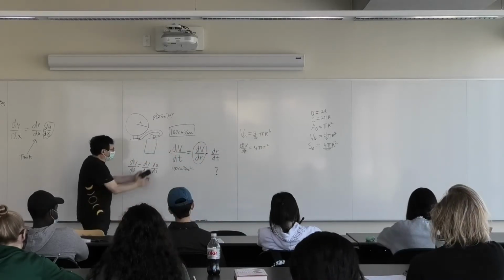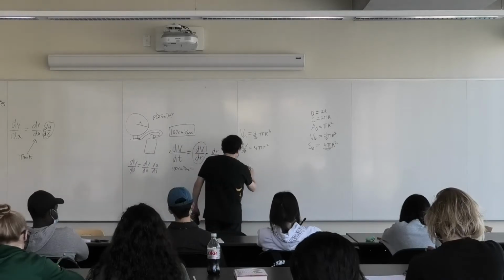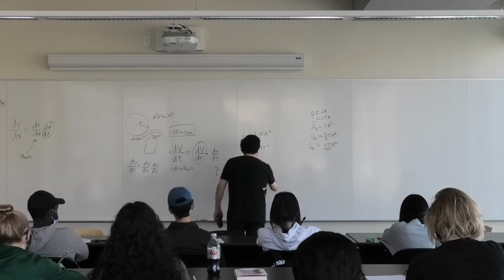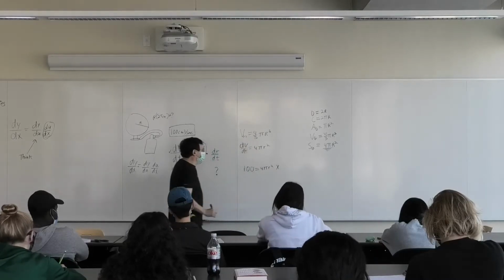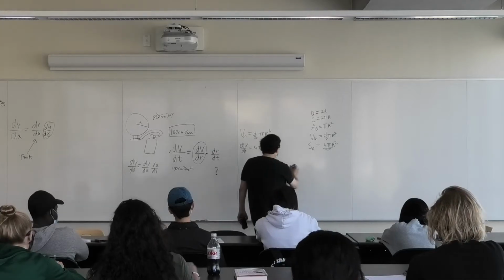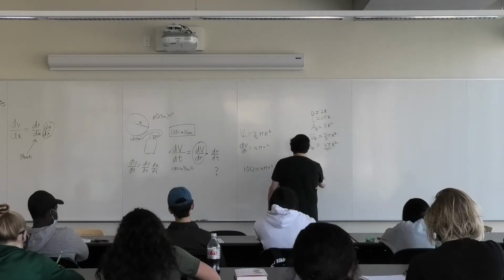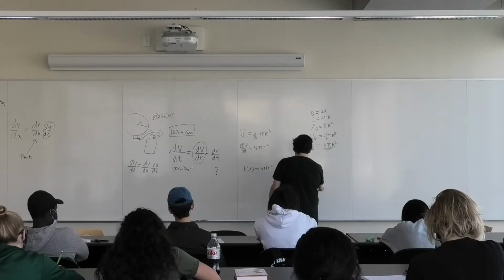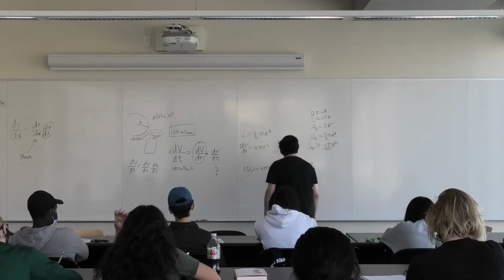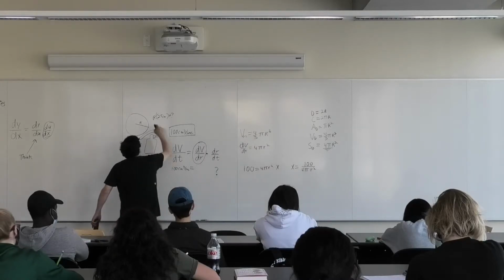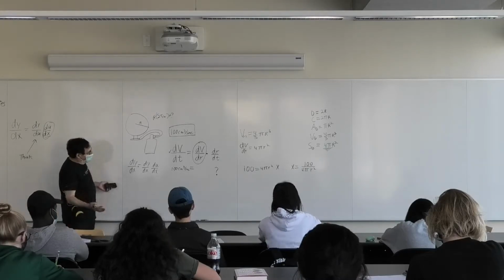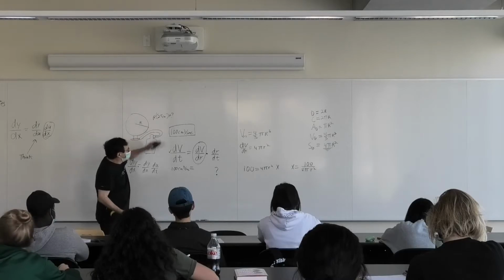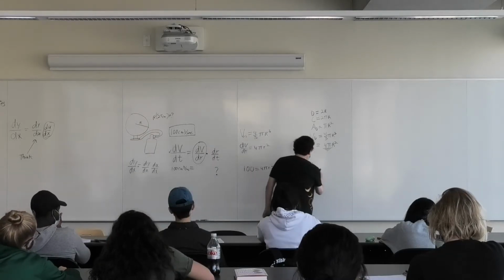All right, so let's write out this equation. I'm going to leave off the units. 100 equals 4 pi r squared times x, because x is what I want to know. So x is equal to 100 over 4 pi r squared. And I want to know the rate of change of the radius when the radius is 25 centimeters. So I can just plug that in.